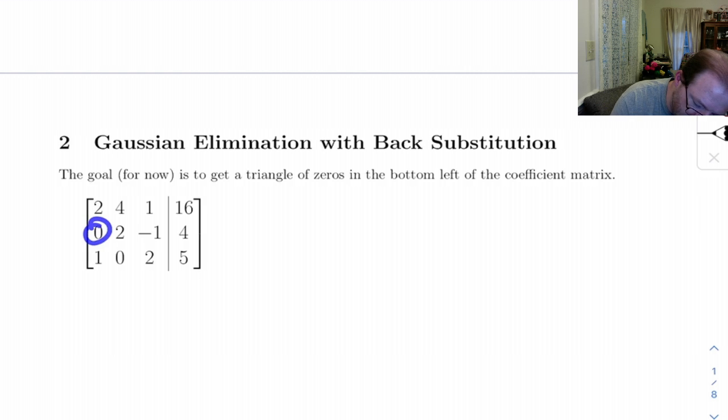We've already got a 0 here and here. So I need to get a 0 in this place. So what I could do is take the third row and subtract half of the top row. And there's nothing wrong with that, but it would give us some fractions. So instead, what I want to do is swap these two rows, and then we'll get a 0 down there in the bottom. So what I'm going to do is row 1 interchange with row 3.